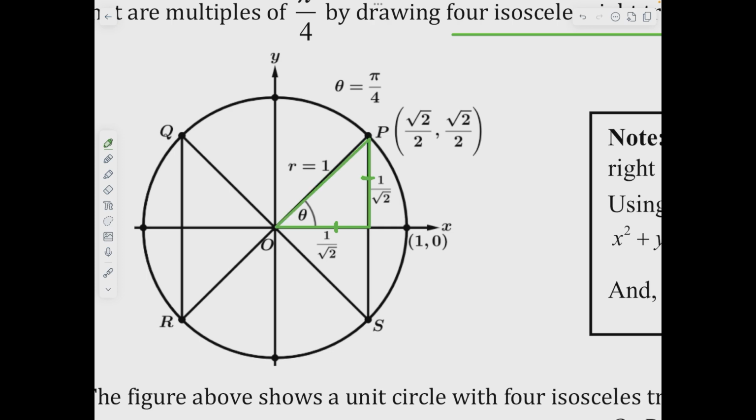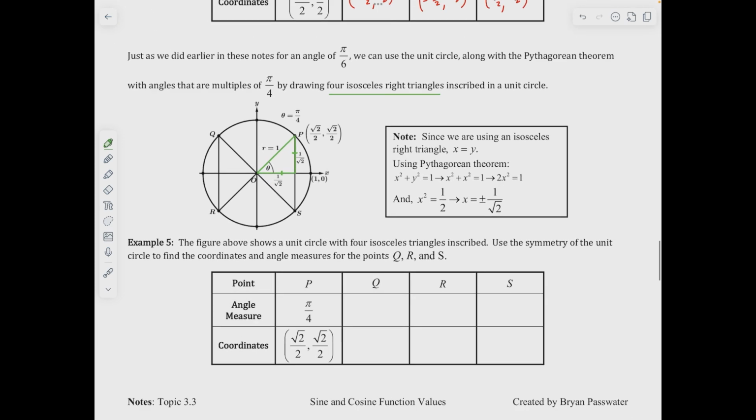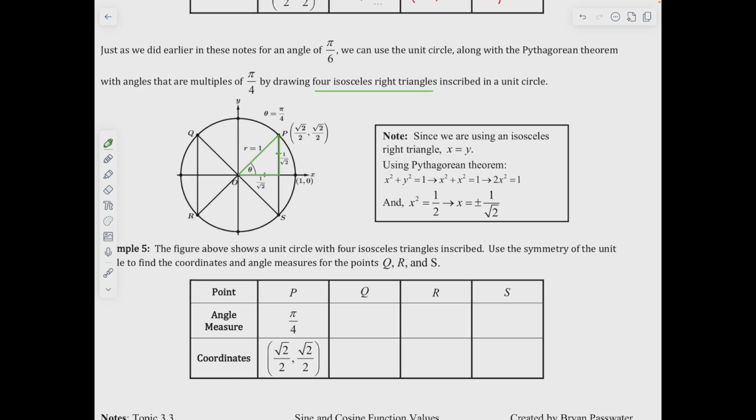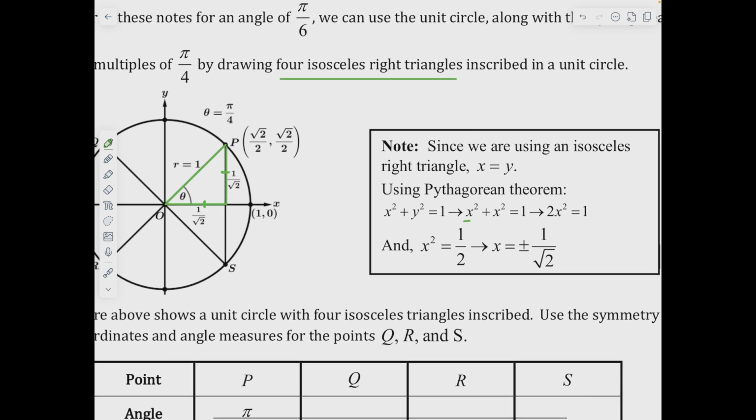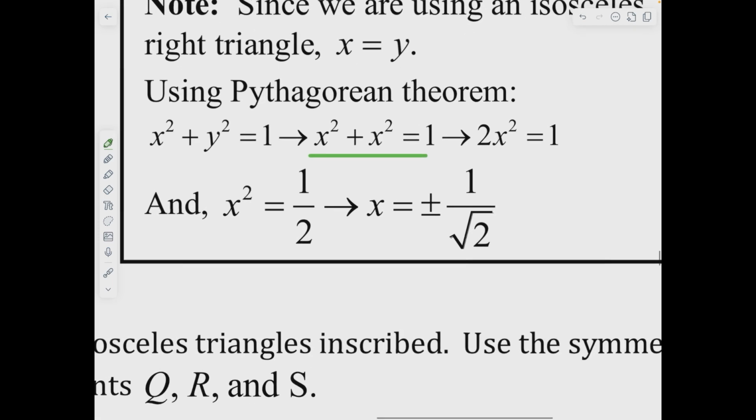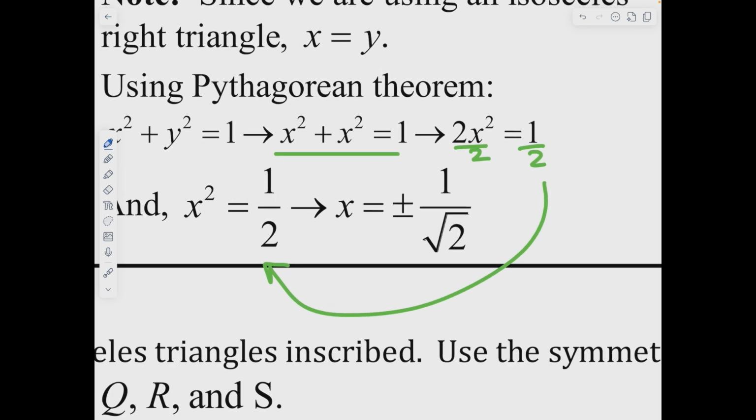if these two sides are the same, instead of x squared plus y squared equals 1, because you have two congruent sides, you have x squared plus x squared equals 1. And so you have 2x squared equals 1. You divide both sides by 2, so you have x squared equals 1/2. And then you take the plus or minus square root of 1/2. So the square root of 1 is 1, and the square root of 2 is still there.